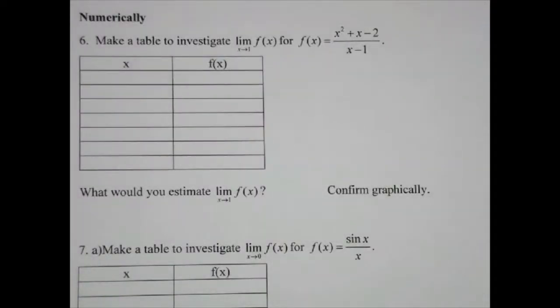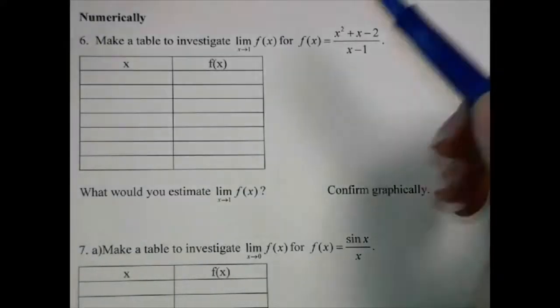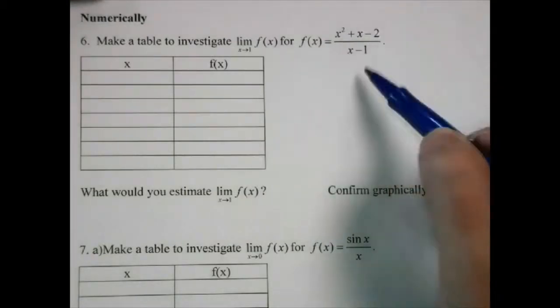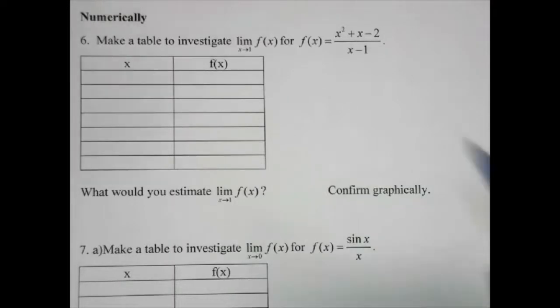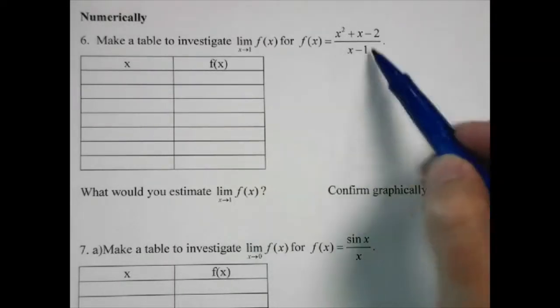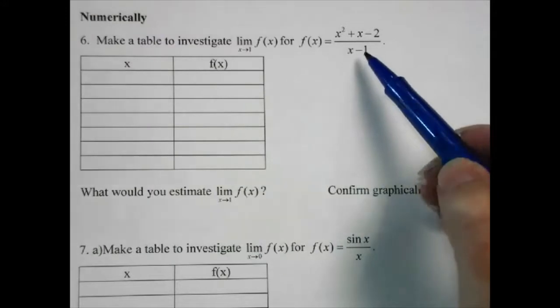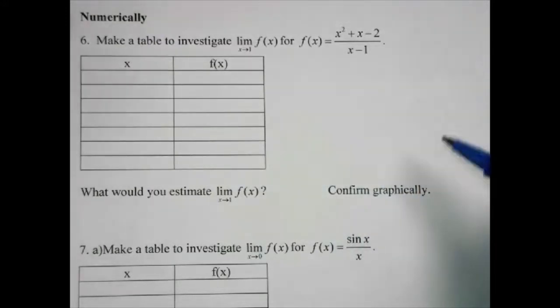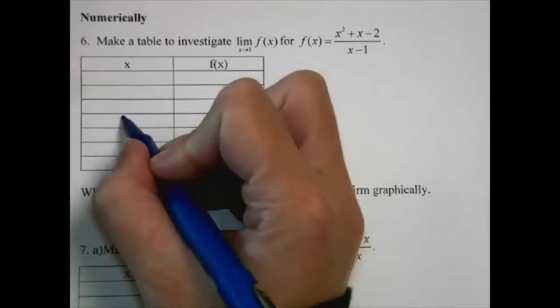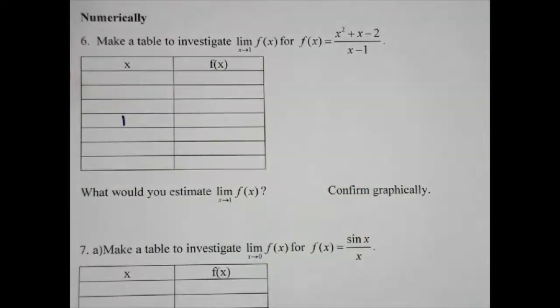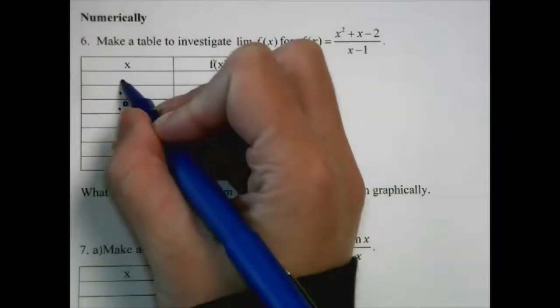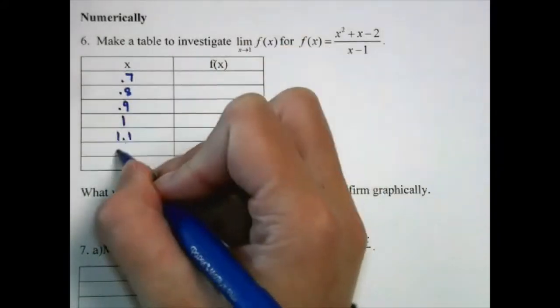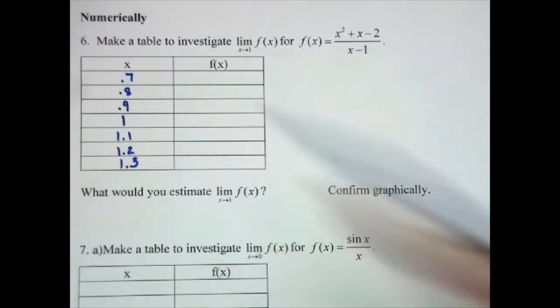Now we're going to look at limits numerically by creating a table of values. So we've got this function here, x squared plus x minus 2 all over x minus 1, and we're looking at the limit as x approaches 1. Well, we know the function doesn't exist there, because if I try to plug in 1, it's going to be undefined, but the limit still may. Okay, so I want to investigate 1, so I'm going to stick 1 in the middle, and then I'm going to pick some values a little bit smaller and a little bit bigger. So let's go 0.9, 0.8, 0.7, 1.1, 1.2, 1.3.